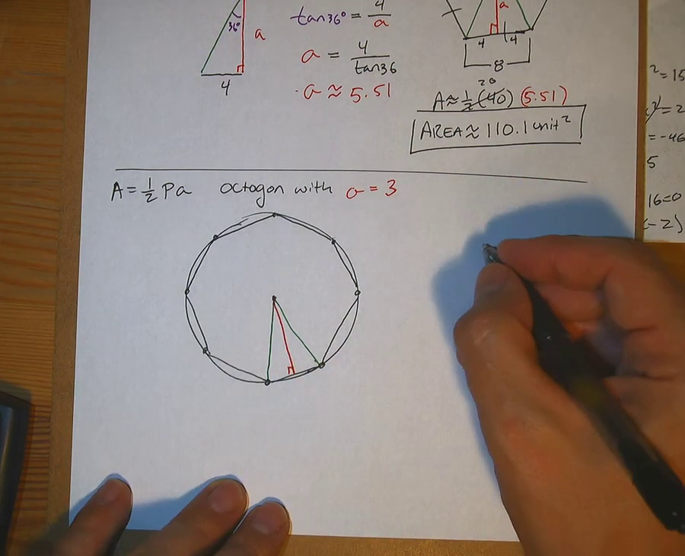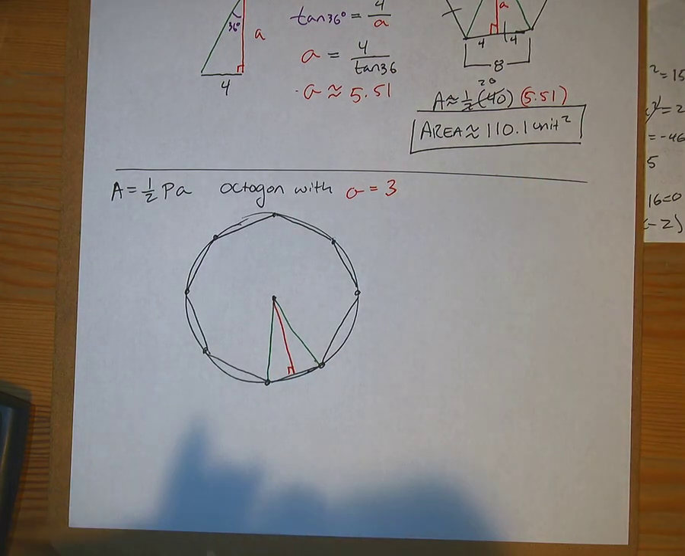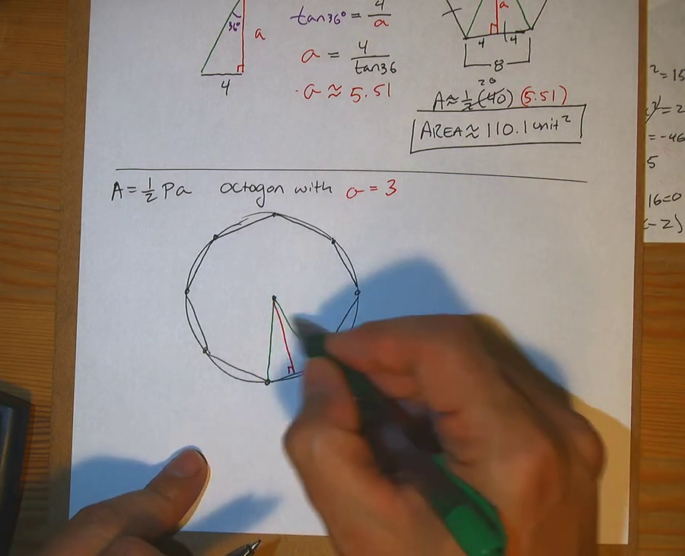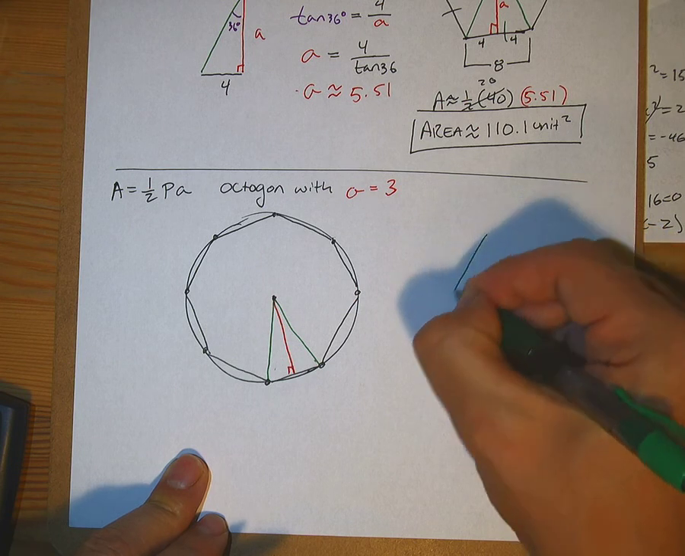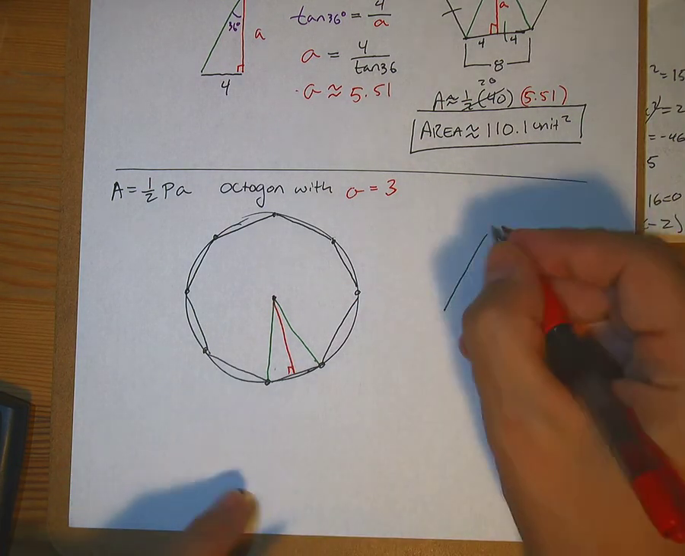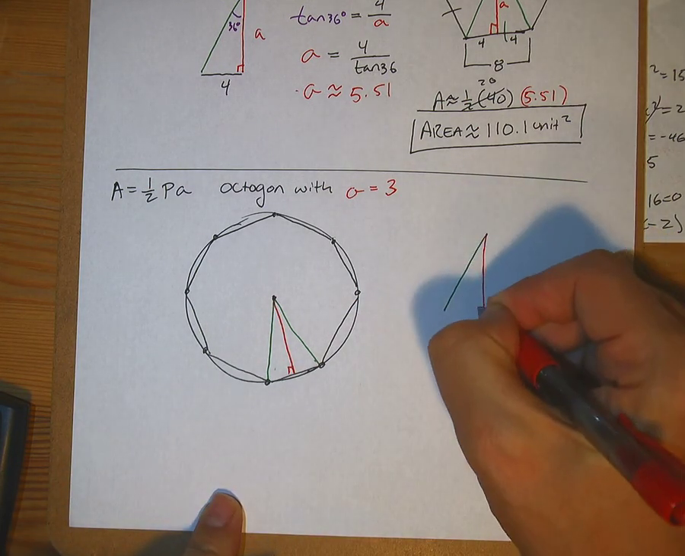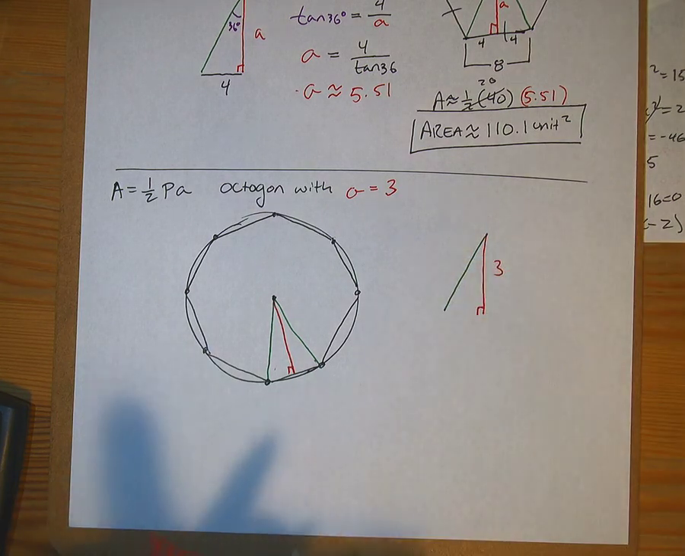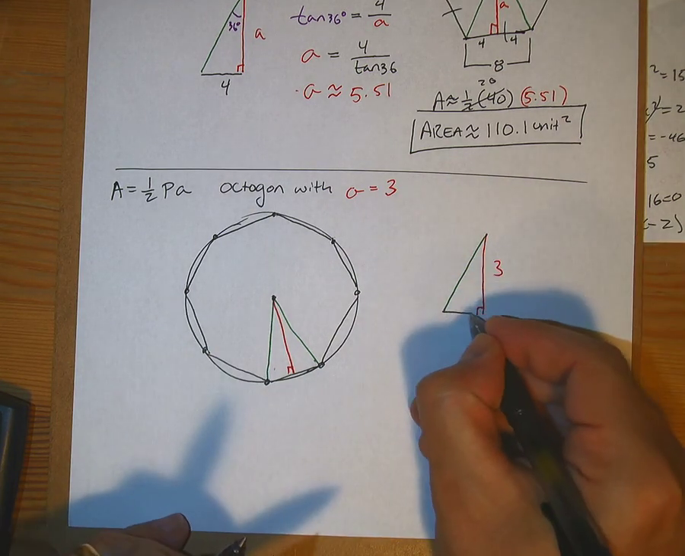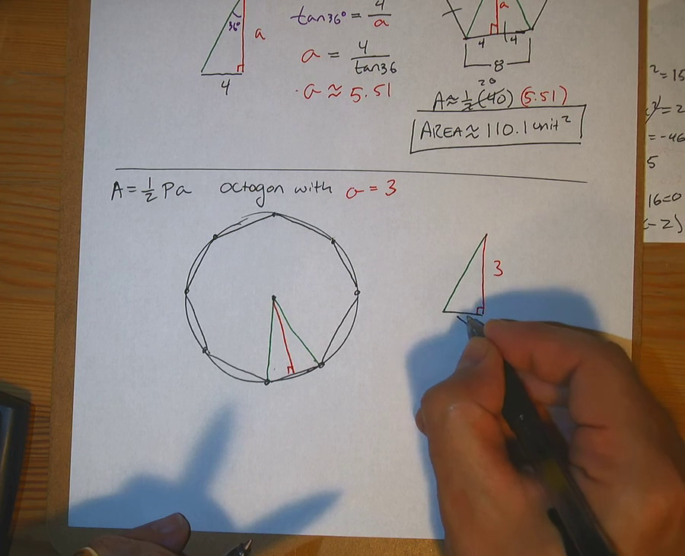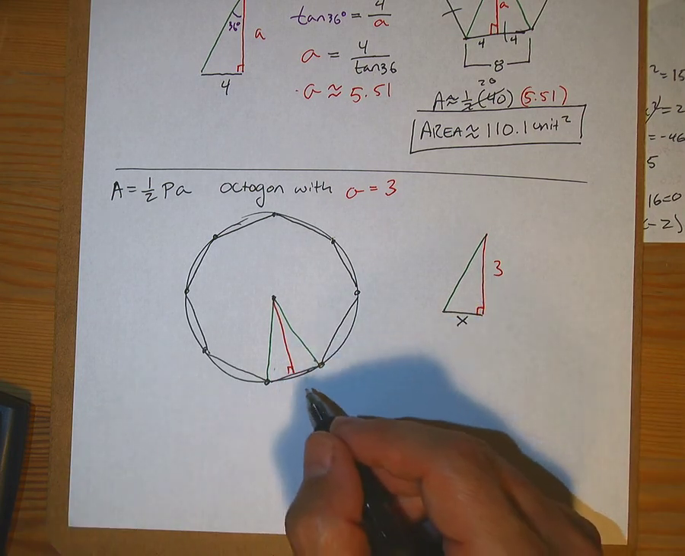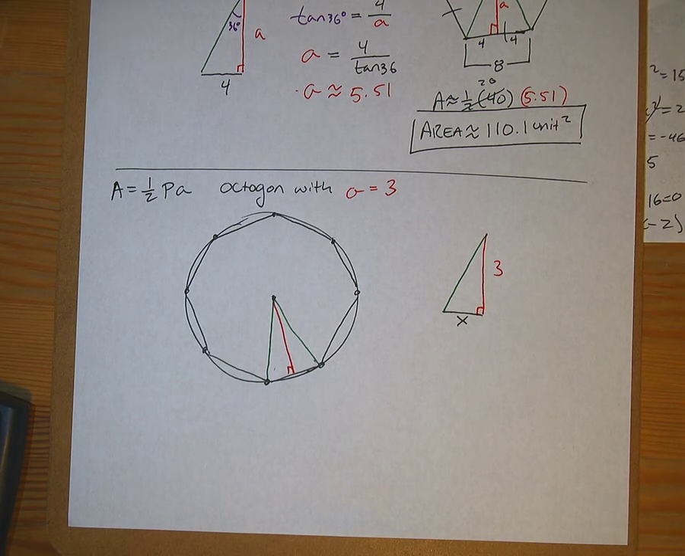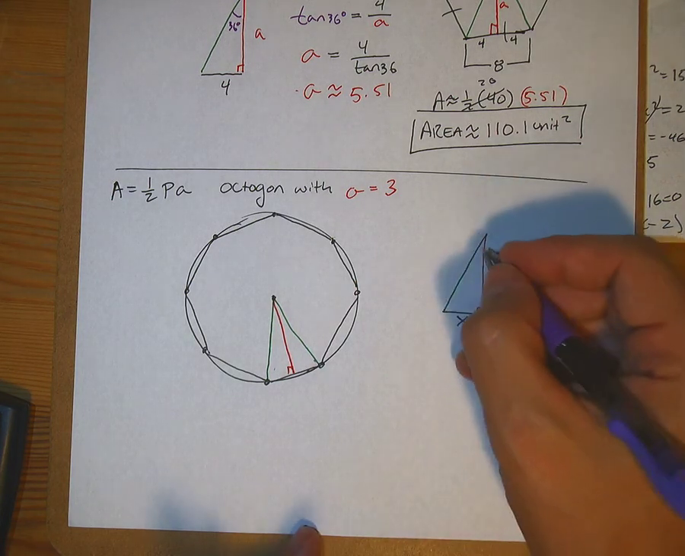So I'm going to do the same thing that I did before, which is I'm going to examine not the full isosceles triangle, but just the right triangle right there. And that's going to be something that looks like this. Again, here's my apothem. It's got length 3. And here is this part here, which I'm going to call x, because it's half the side length. I don't want to confuse that with my side length, so I'm going to call the side length s. And I just need to know an angle in here.